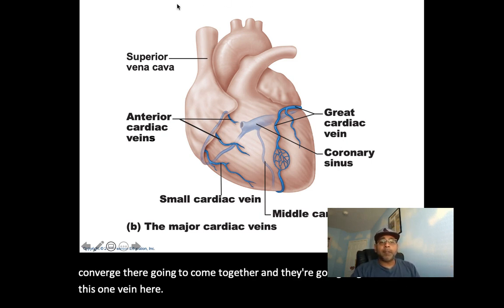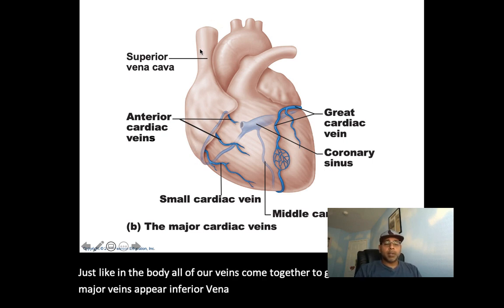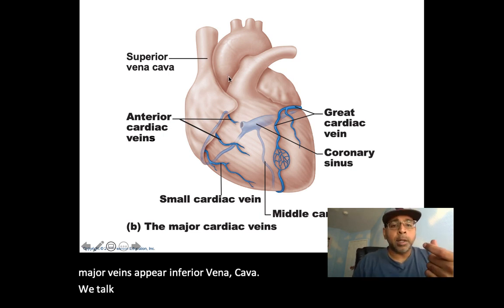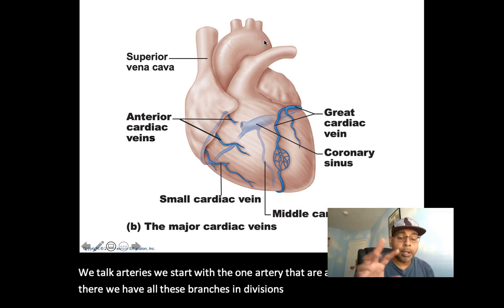Just like in the body, all of our veins come together to give rise to the two major veins, superior and inferior vena cava. When we talk arteries, we start with the one artery, the aorta, and from there we have all these branches and divisions. So that's how you have to think of that.